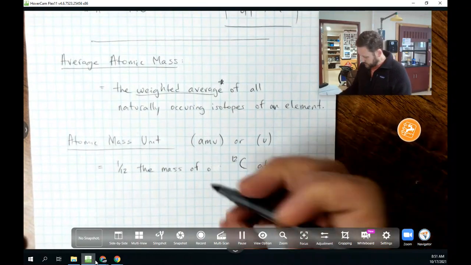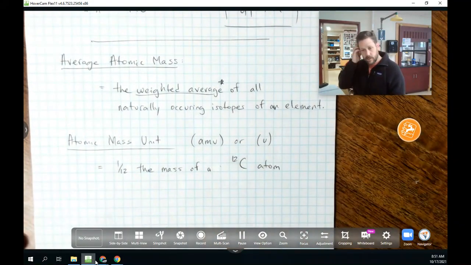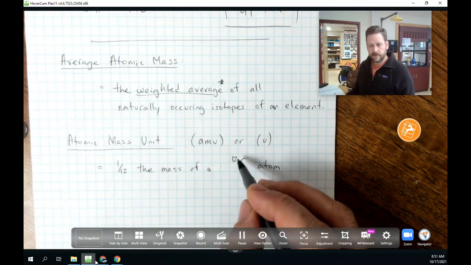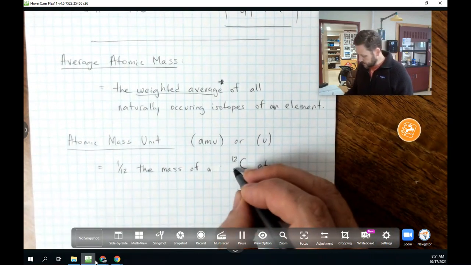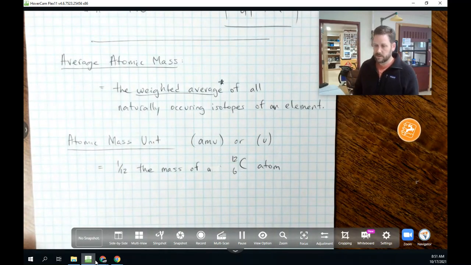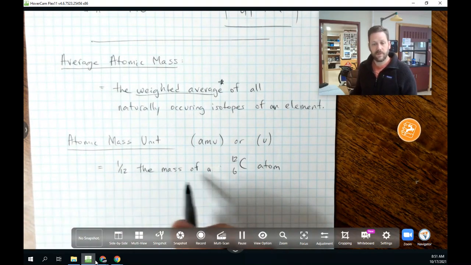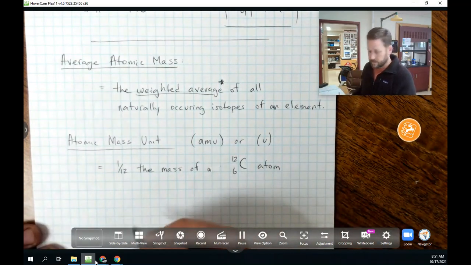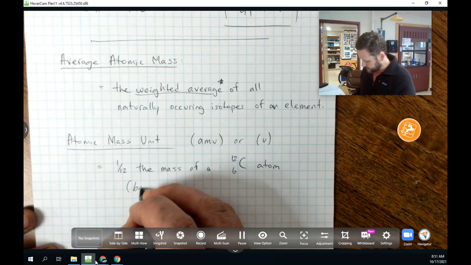So why would we define the AMU as 1/12 the mass of a carbon-12 atom? Well, I'll go ahead and finish writing the nuclear symbol for carbon-12 by adding the atomic number there. Remember that carbon-12 is going to have 6 protons and 6 neutrons. And since protons and neutrons have about the same mass, that means 1/12 of the mass of a carbon-12 atom is basically the mass of a proton or a neutron.